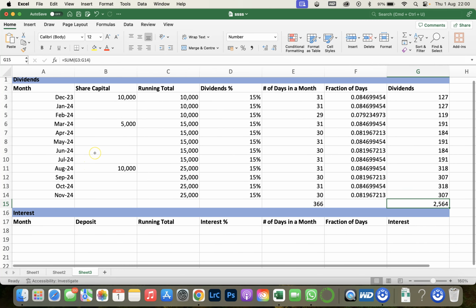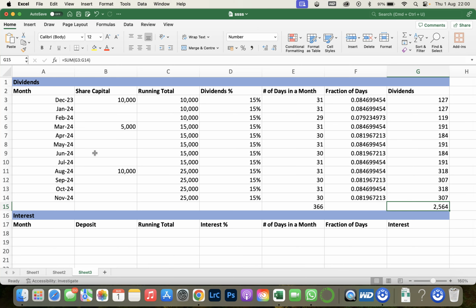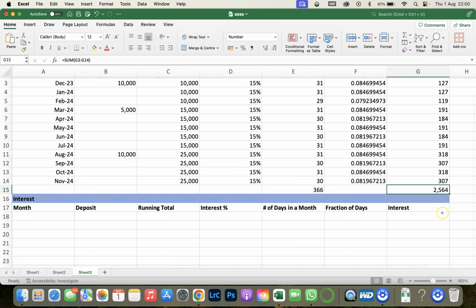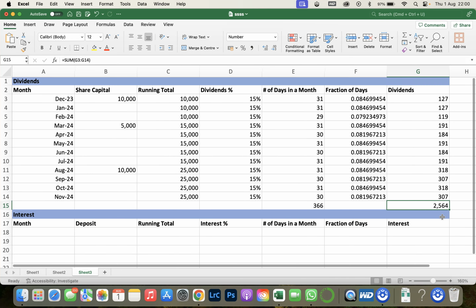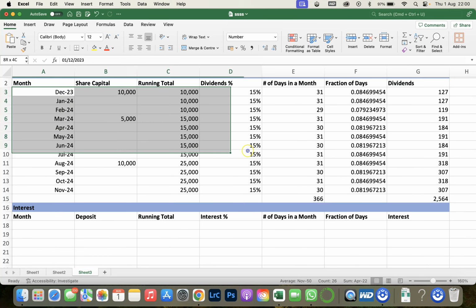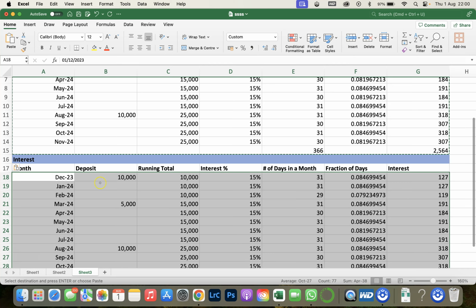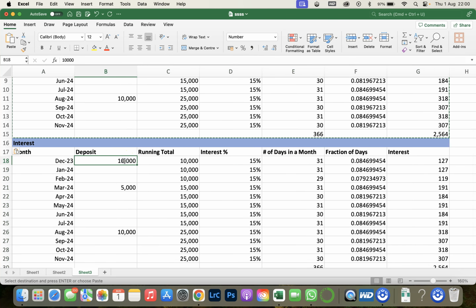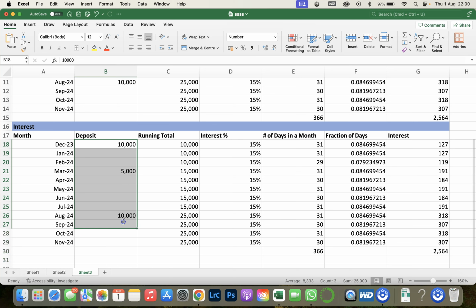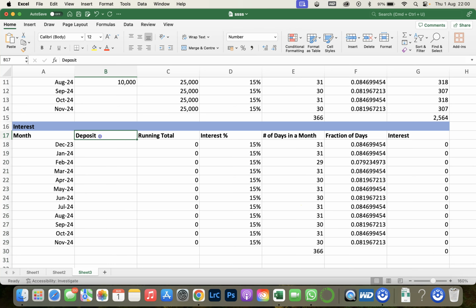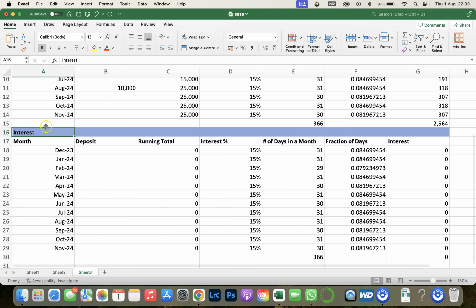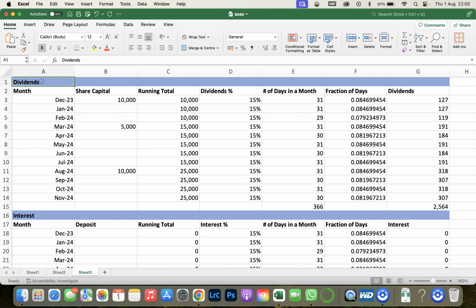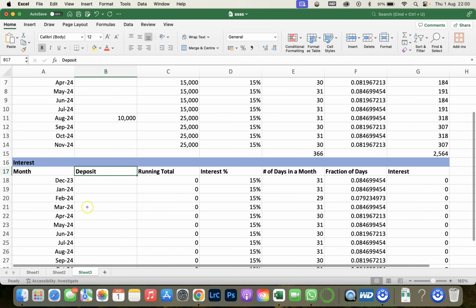Okay, now this is the first part, so you can now easily understand how your share capital was calculated, which results in dividends. So your dividends for this year, a specific period, will be 2,564. Now what I'm going to do here is the same thing. I'll copy this formula and paste it down here. I will remove these numbers, because this will be different. When you do deposit you get interest, when you do share capital you get dividends. Okay, so we will do some estimation of that.